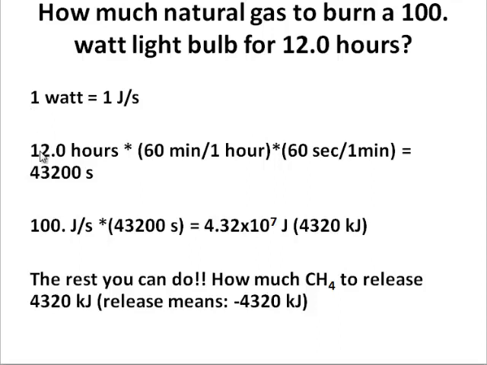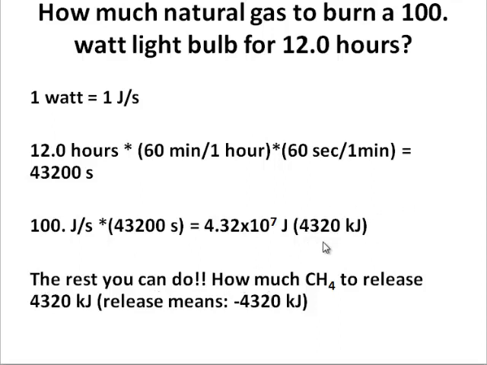I can use a process of unit conversions to convert that to seconds. 60 minutes over 1 hour, cancel hours, multiplied by 60 seconds over 1 minute, and we've converted to seconds. Then I multiply joules per second times the number of seconds the light's on, and I would get the number of joules, 4.32 times 10 to the 7 joules, or 4,320 kilojoules. That's how much heat, that's how much energy the light bulb uses if you leave it on for 12 hours. So turn the light off. The rest you could do.